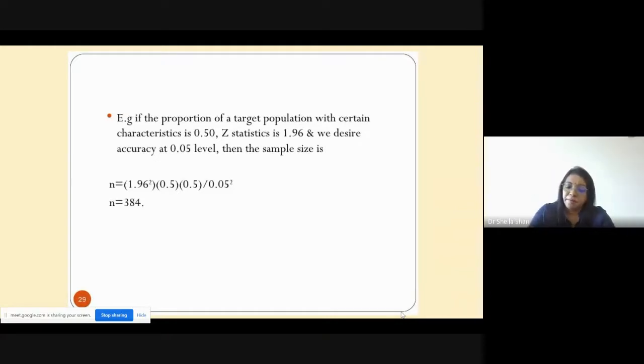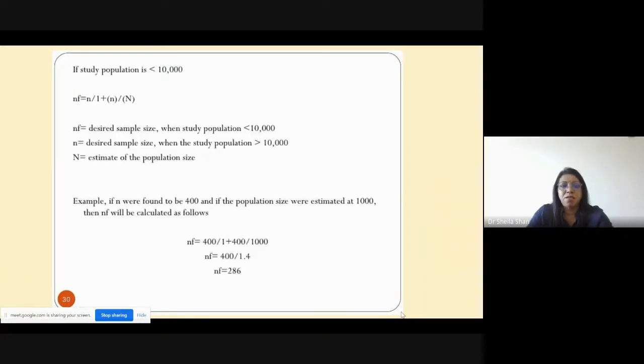So this is the formula when your target is more. If your population is less than 10,000, this is the formula that you use. So for example, your population is 1,000. Maybe PIDC 1,000, you take around 286. That is also a very, very big number. Again, it comes back to the study design. Can you get so many patients having that kind of disease?